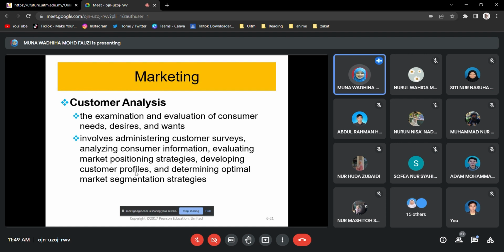And at the same time, the marketer also needs to consider the potential customer target market according to the age that can give them high sales and maximize profit for the organization, right? So if they think that young adults can boost their levels of sales and maximize their profit, then they will only focus on young adults and adults, for example. So that's why customer analysis is really important.